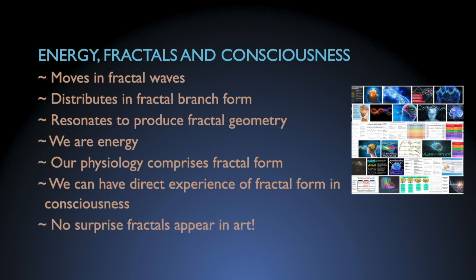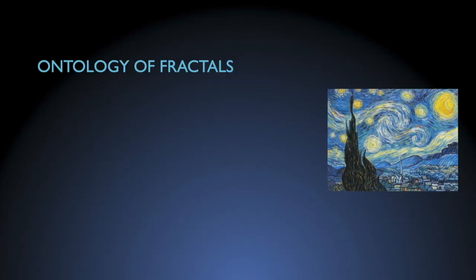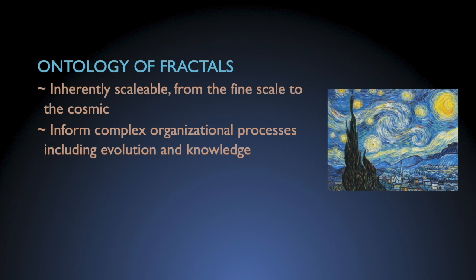So perhaps it's not so surprising that fractals are interpreted in art, as we see here in Starry Night by Vincent van Gogh. So what then is the nature of a fractal, and where are they? Are they everywhere, all the time, built in? So what we've seen is that fractal form is inherently scalable, and so it emerges from the fine scale of the universe to the cosmic. And fractals inform complex organizational processes, including evolution and knowledge.